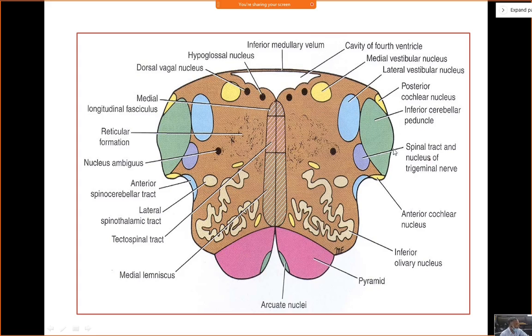So if these fibers get detached, what will happen? Ultimately, cerebellar dysfunction. Whatever input is coming from the cerebellum to the medulla or to the spinal cord through the medulla, it will not get. That is called ataxia, incoordination or improper coordination, imbalance, cerebellar ataxia.